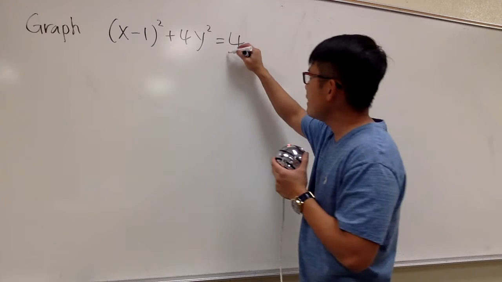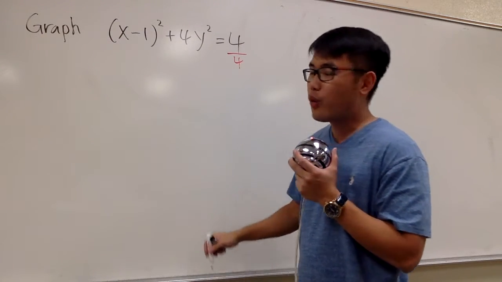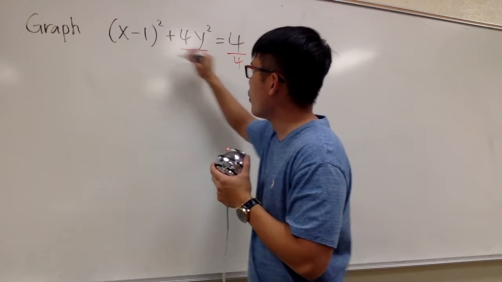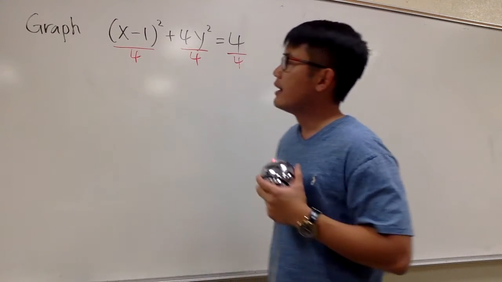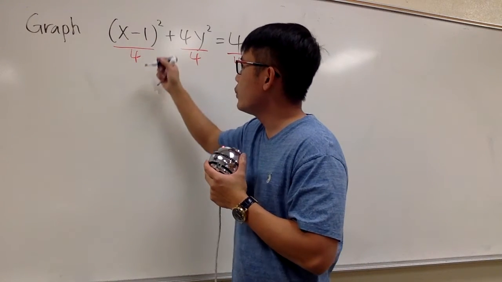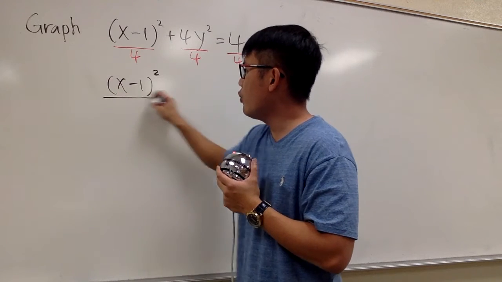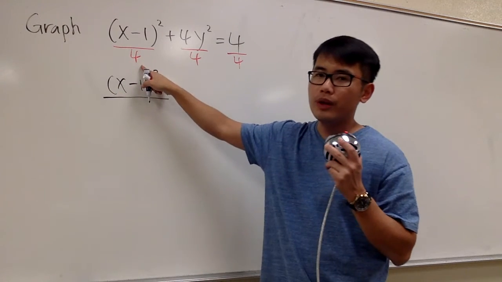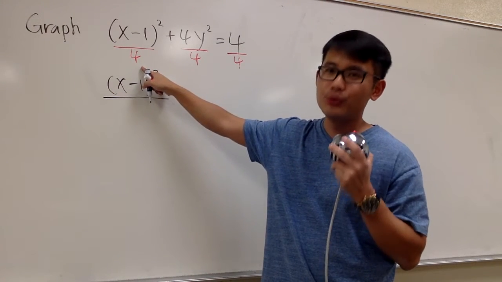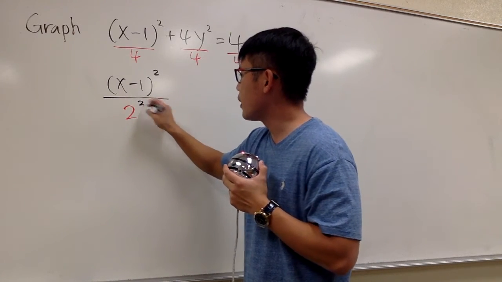We are going to divide this 4 by 4 so that we can get the one that we want. And of course, we are going to divide everything by 4 as well. And now let's see what do we get. For the first term here, we will just have x minus 1 to the second power over, for the 4, we are going to be looking at this as 2 to the second power. Okay, so let's put that down as 2 to the second power.